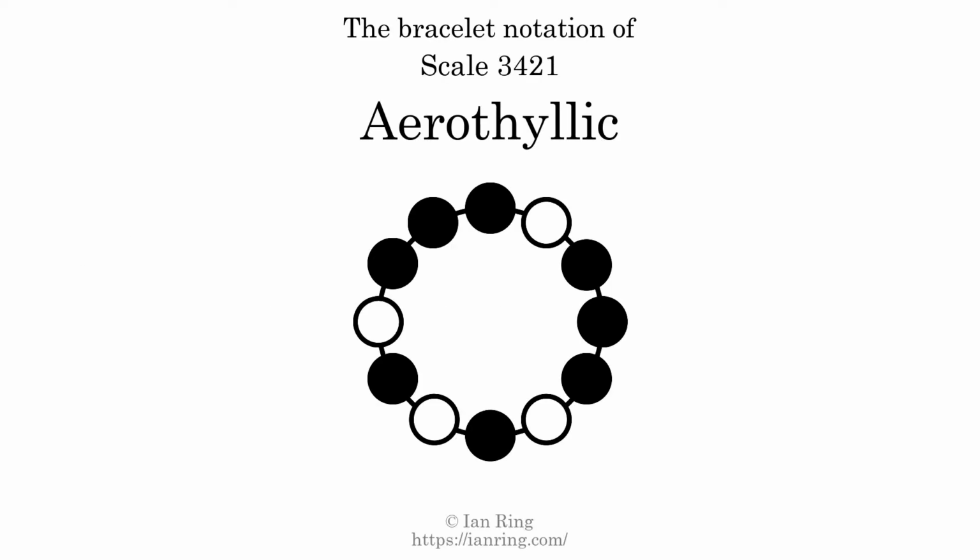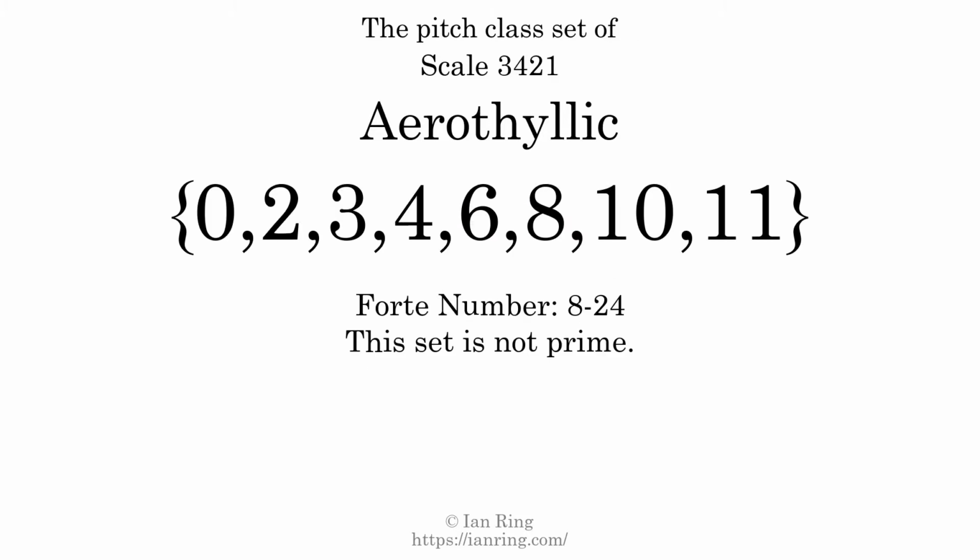This is a bracelet notation diagram of scale 3421. The shaded circles represent tones that appear in the scale, and they are read clockwise, starting at the top. The pitch class set for this scale is 0, 2, 3, 4, 6, 8, 10, 11. The fault class is 824. This set is not prime.